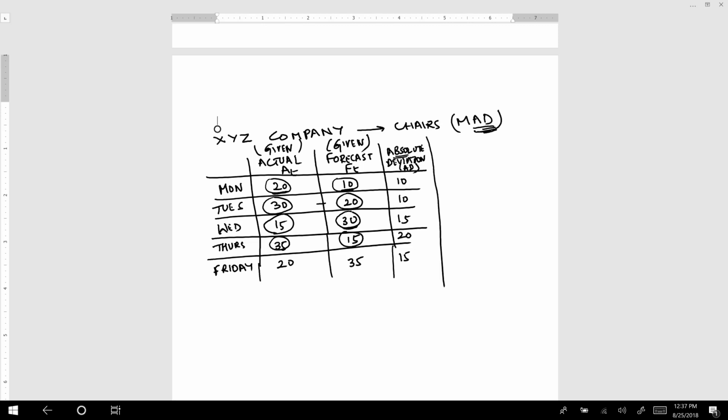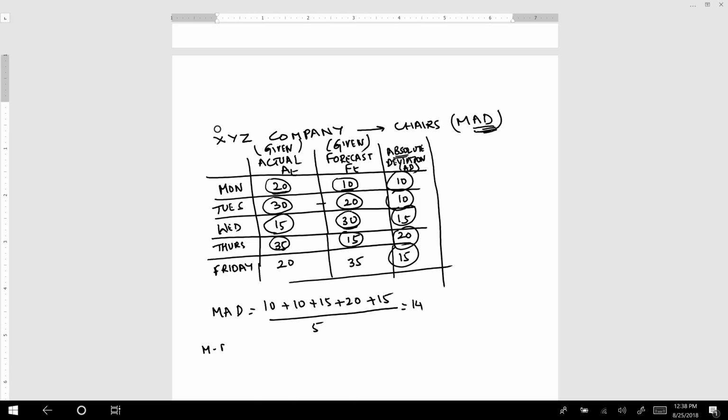So the next thing is you will do the MAD. You will take the average of all these absolute errors. So you are taking the average of all these numbers. So that would be 10 plus 10 plus 15 plus 20 plus 15 divided by 5, that is going to give us 14. So the mean absolute deviation would be 14.